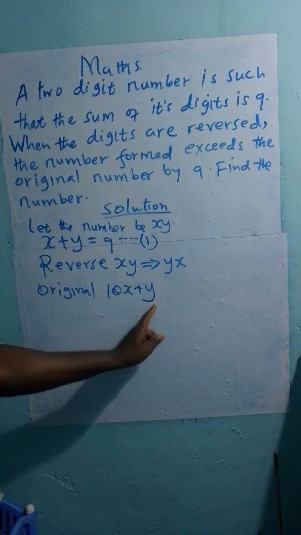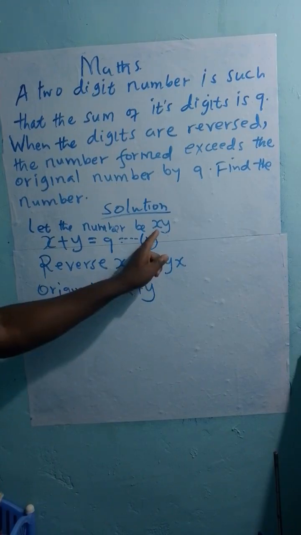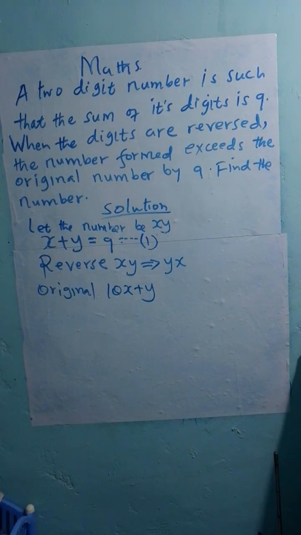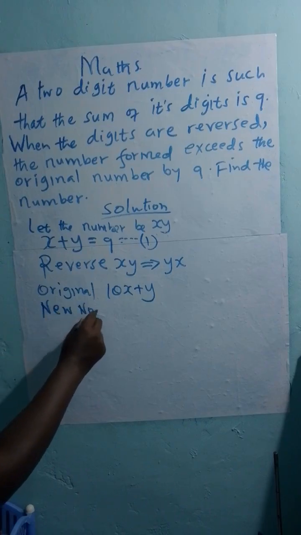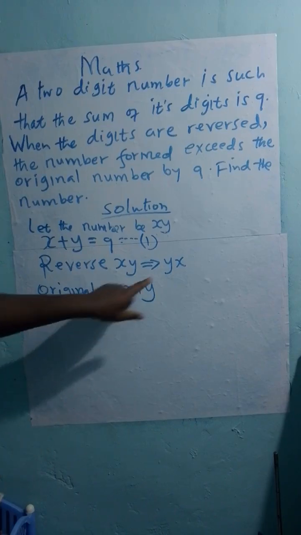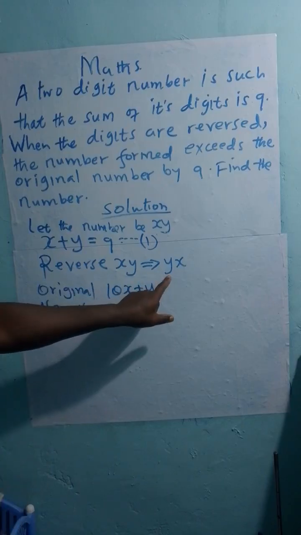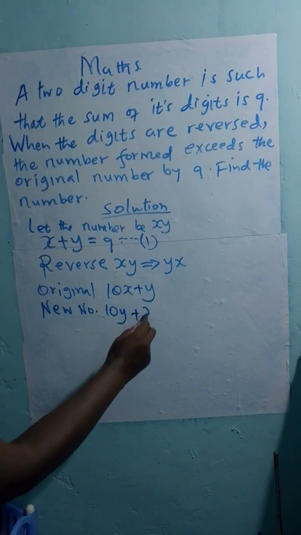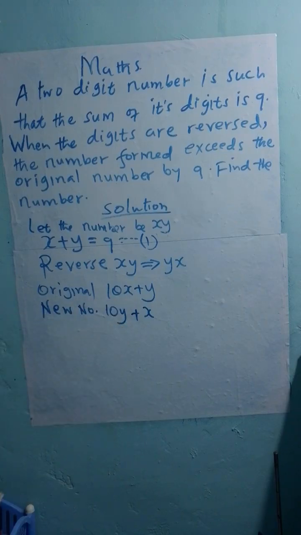Y is in the ones. X, I have multiplied with 10 because the place value of x here is 10. Ones, tens. Hope you see that. So this one is the original. So what is the new number? New number equal to, now this is 10y, because y is now in the tens place and x is in the ones, plus x. So this is the new number and this is the original or the old number.